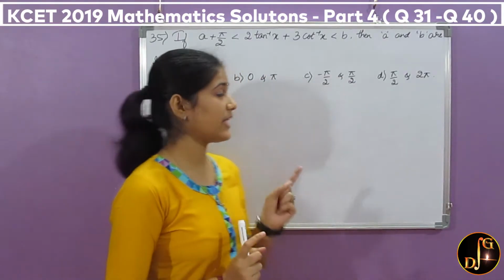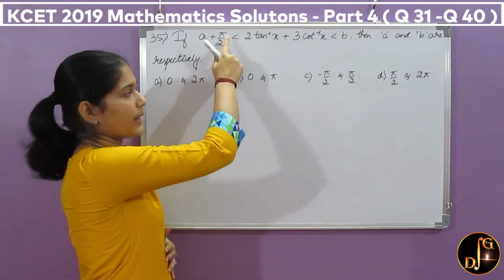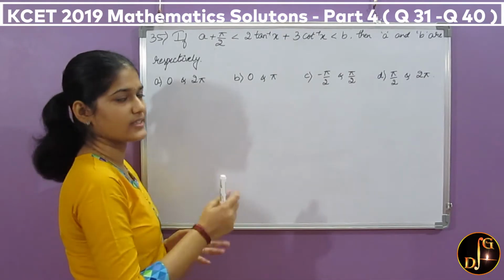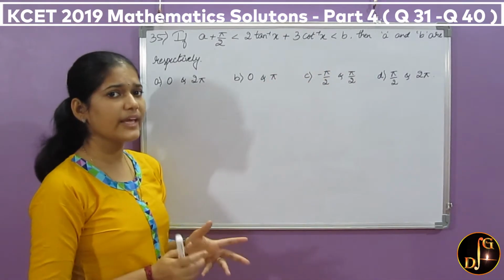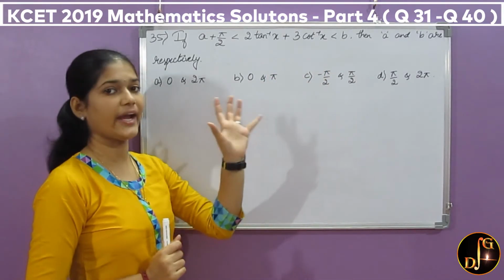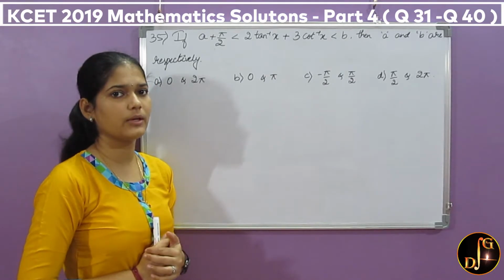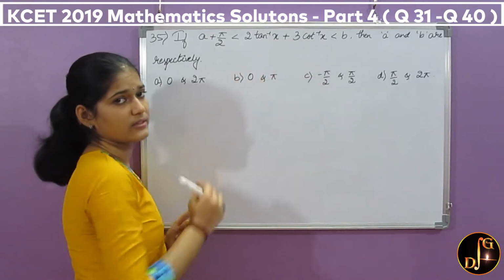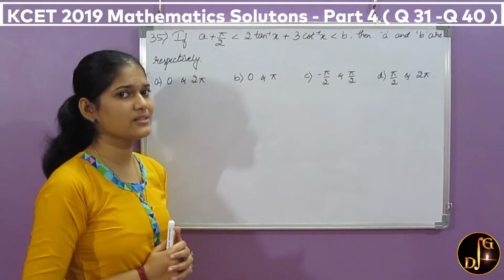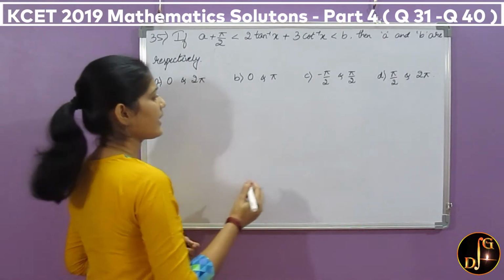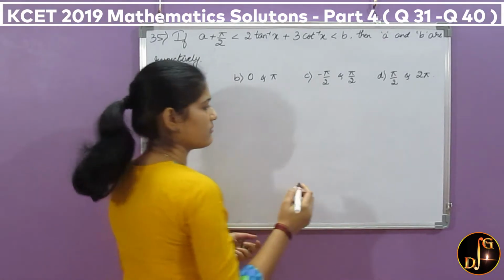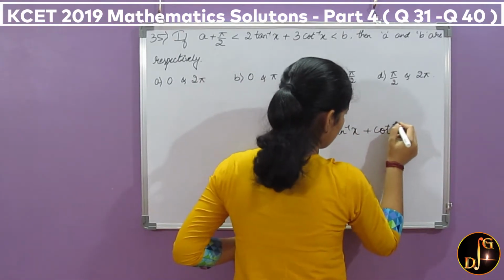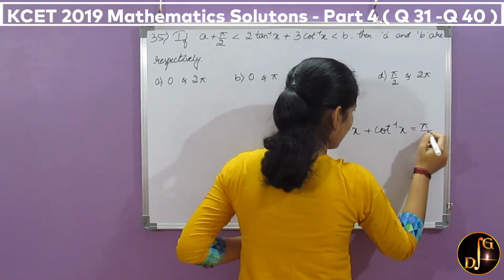In this problem they have given a plus pi by 2 is less than 2 tan inverse x plus 3 cot inverse x and it is less than b. Then we have to find the value of a and b. How to solve this problem? Here also we have tan inverse x and cot inverse x. Do we have any relation for this? Yes, we have the same as sin inverse and cos inverse, that is tan inverse x plus cot inverse x is equal to pi by 2. Right?